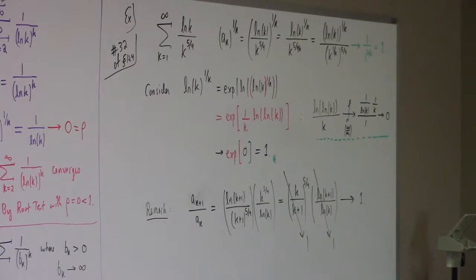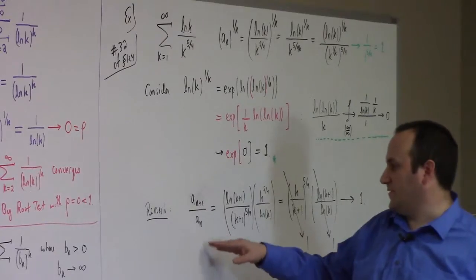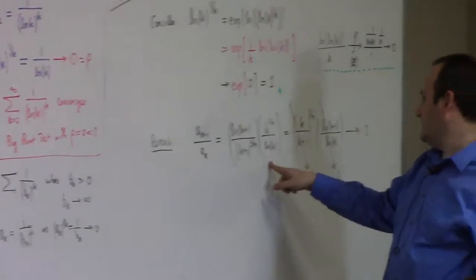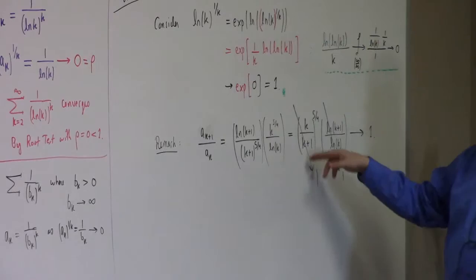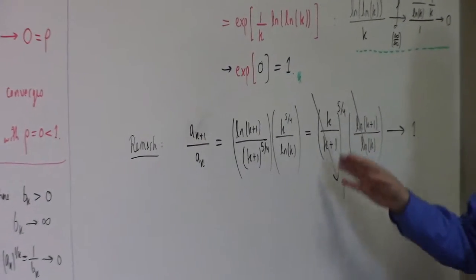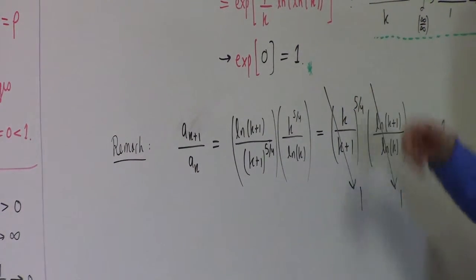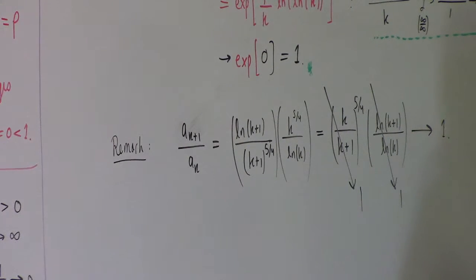Okay, fine, maybe it's a ratio test problem. Here's the ratio, a sub k plus 1 divided by a sub k. Rewriting this, you get k over k plus 1 to the 5/4 power. As k goes to infinity, this goes to 1 to the 5/4 power, which is 1. And the log ratio also goes to 1 by L'Hopital's rule: you get 1 over k plus 1 divided by 1 over k, which tends to 1. So both go to 1, the ratio goes to 1, and the ratio test is worthless to us, too. What is this problem doing in section 12.4?